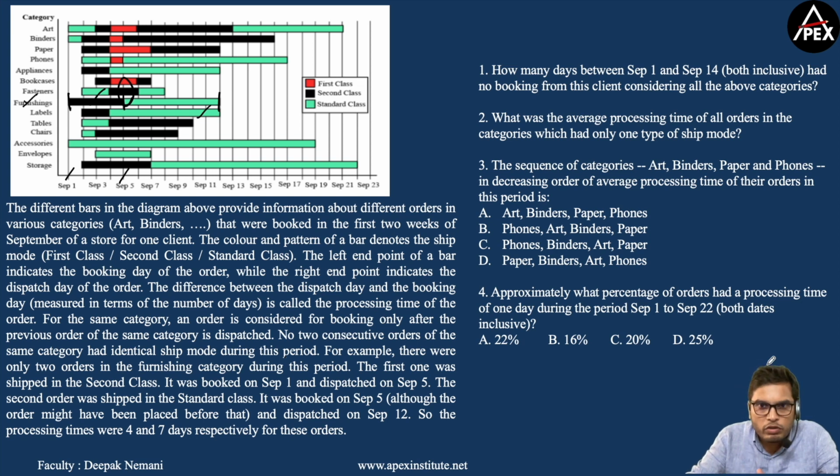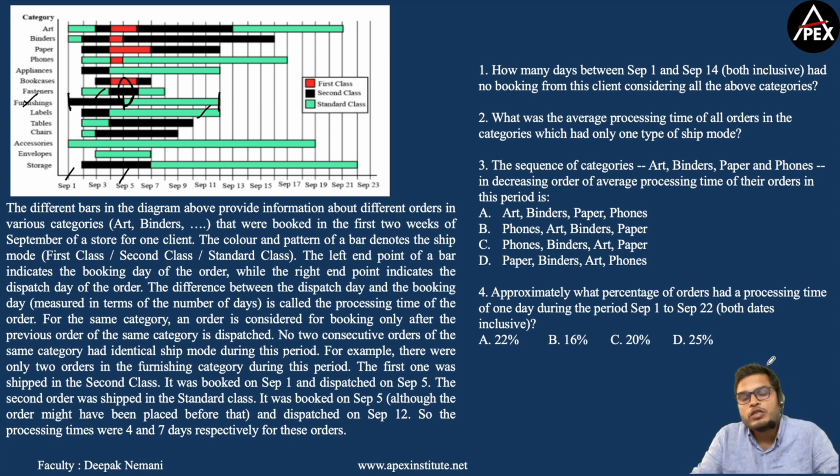Now coming to the third question. The sequence of categories art, binders, paper and phones in the decreasing order of average processing time of their orders in this period is. So once you know how to determine the average processing time, you can determine that for art, binders, paper and phones, and you can arrange all these in the decreasing order of average processing time. Fourth question. Approximately what percentage of orders had a processing time of 1 day during the period September 1 to September 22?